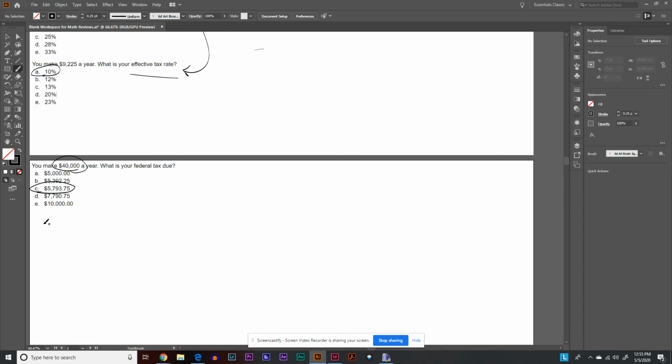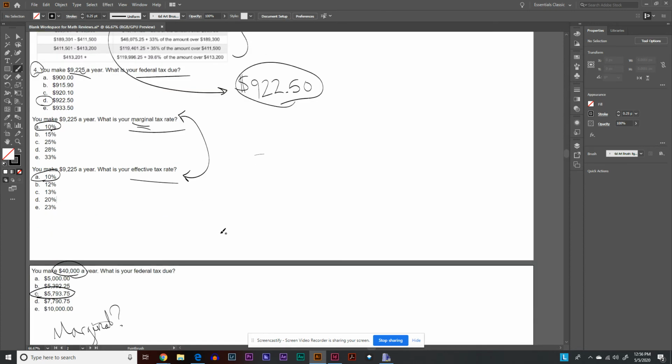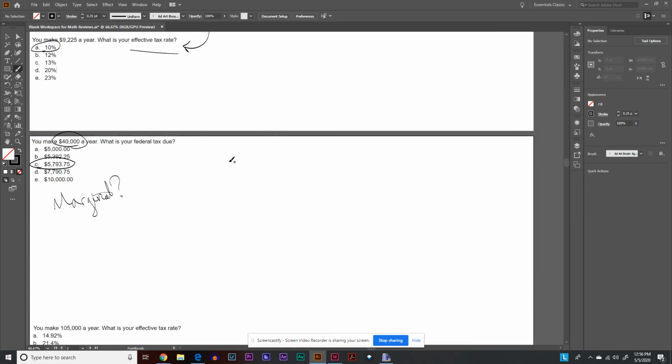This question, I didn't copy these into my document just because I got lazy, but what's the marginal tax rate in this case? Well, the marginal tax rate is, well, we were in the 25% bracket, right? So our marginal tax rate was 25%. But what is the actual effective tax rate here?